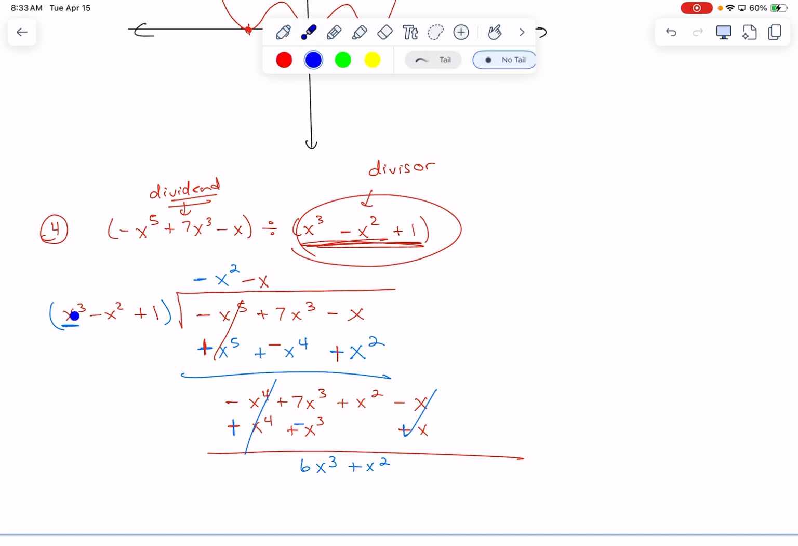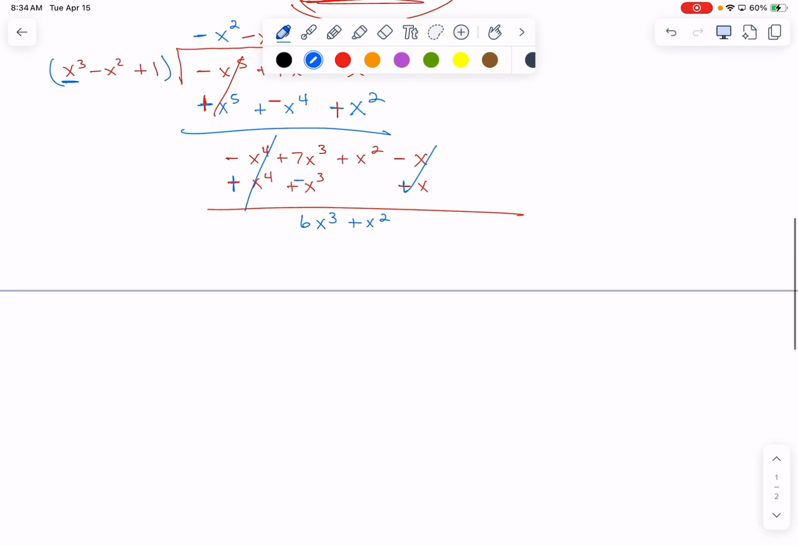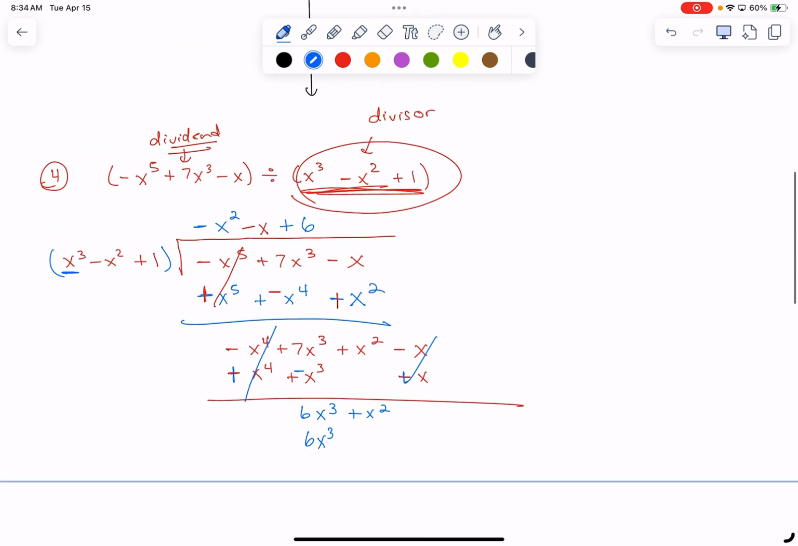All right, can you think of something to multiply x to the third by to get 6x to the third? Plus 6. It's going to be the last time. Distribute it. What's 6 times x to the third? 6x to the third. Is everybody okay with that? All right, what's 6 times negative x squared? Negative 6. All right, what's 6 times 1?